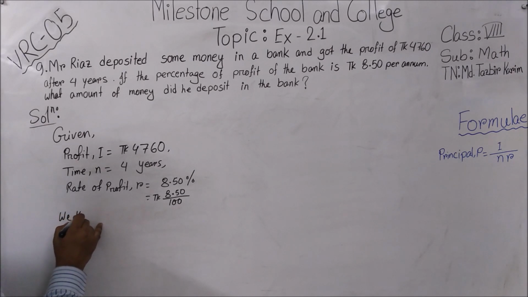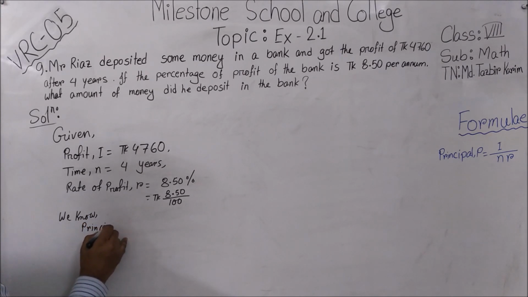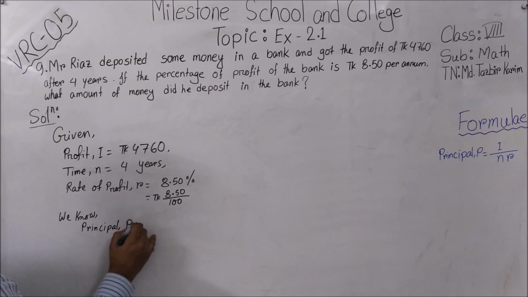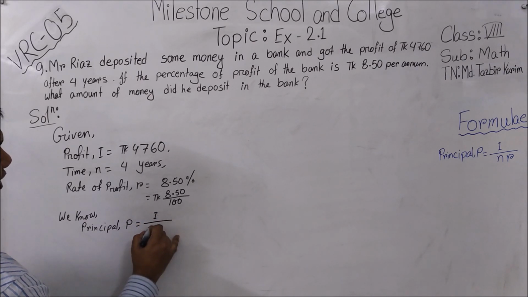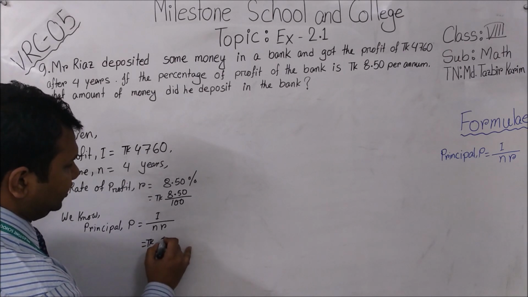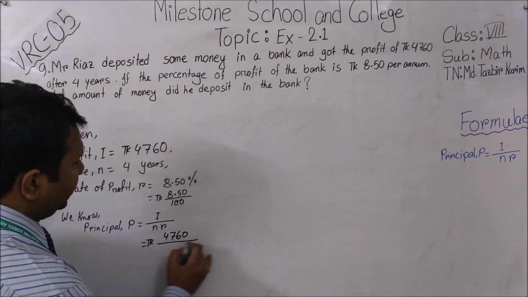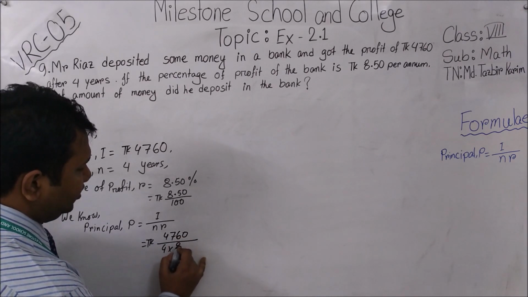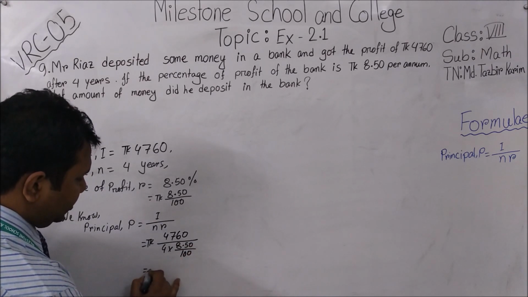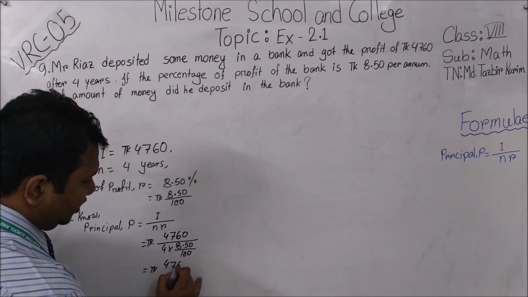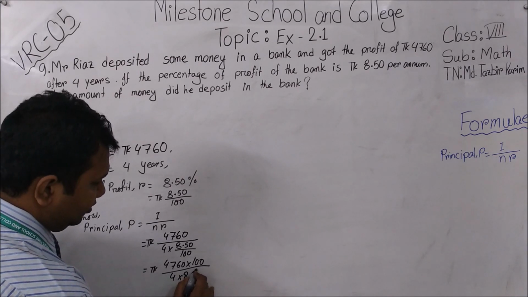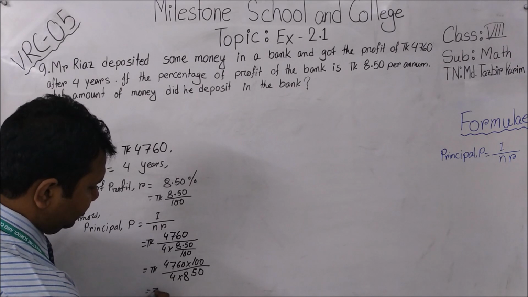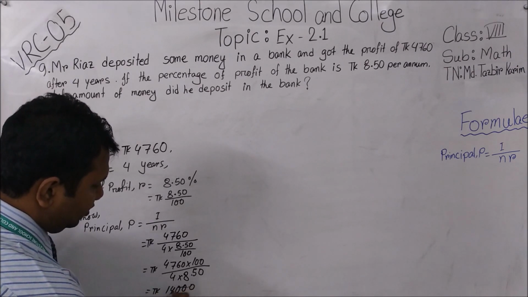We know principal P equal to I by nR. If you put the value I equal to 4,760, n equal to 4, and R equal to 8.50 by 100, just use the calculator and you will get the answer 14,000. So I think you understand the math.